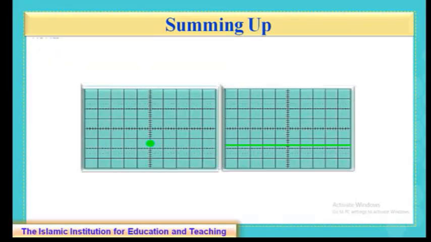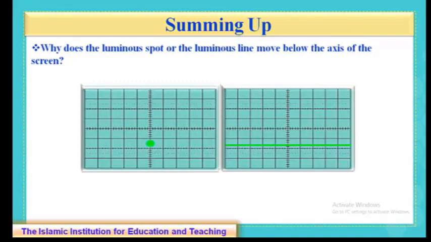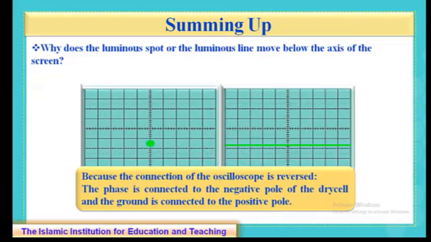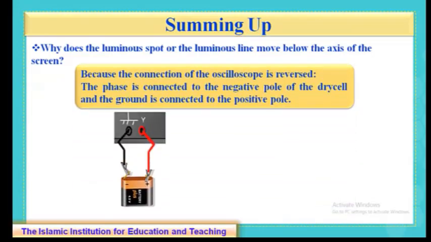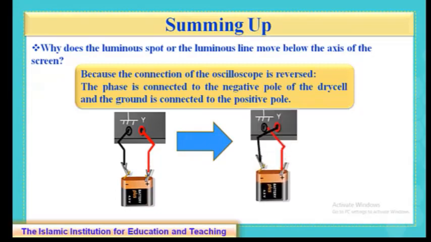Now the question is, why does the luminous spot or the luminous line move below the axis of the screen? The answer is because the connection of the oscilloscope is reversed. It means that the phase is connected to the negative pole of the dry cell and the ground is connected to the positive pole, as in this one.